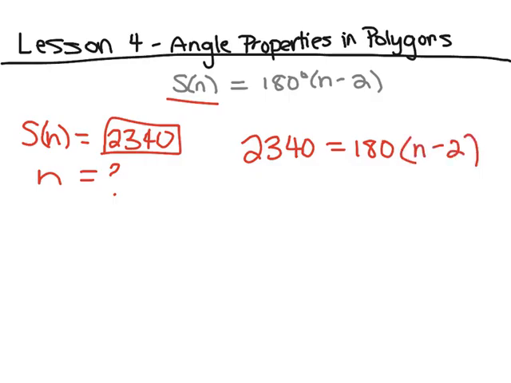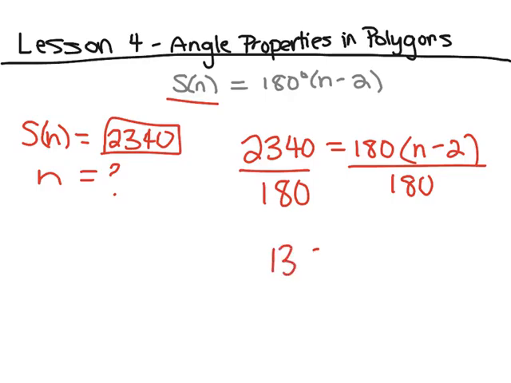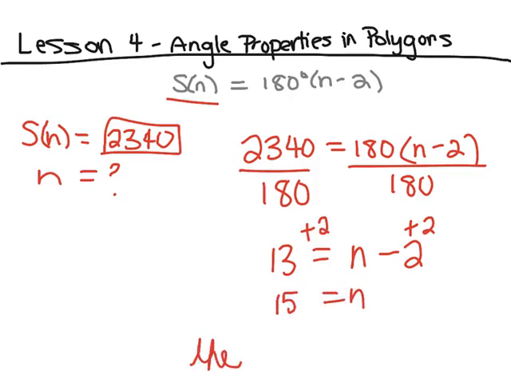Now we're going to solve for n. So we're going to divide both sides by 180 degrees. So on the left side, we should have 13. And the right side is n minus 2. Add 2 to both sides, and 15 equals n. So the polygon has 15 sides.